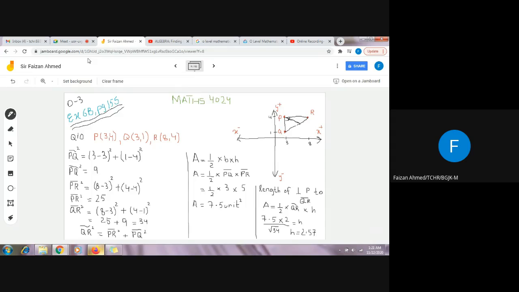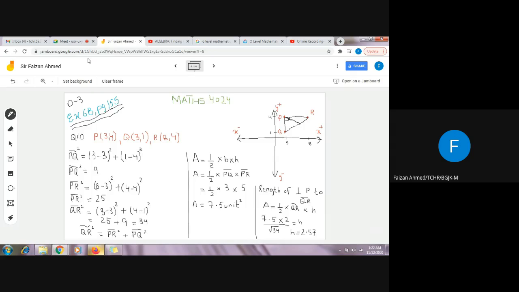The triangle which is given to us is a right angle triangle, and we know that in order to prove a triangle is right angled, we have to prove Pythagoras theorem. So we will be using Pythagoras theorem in this question. The other part of the question says that we have to find the length of the perpendicular from P to QR. So we have to find the length of a perpendicular that starts from P and ends on QR.